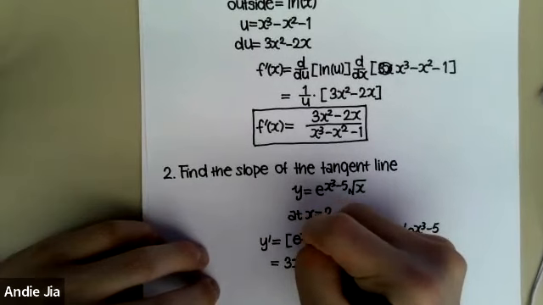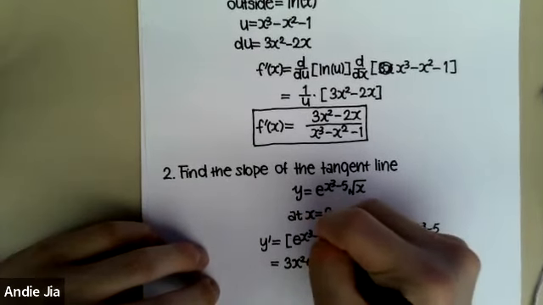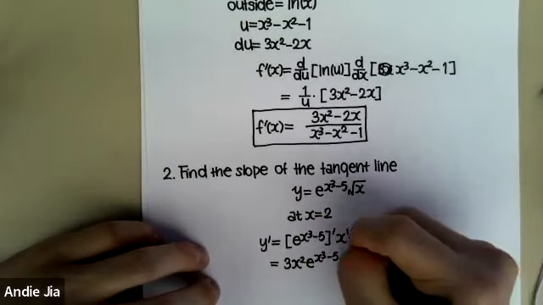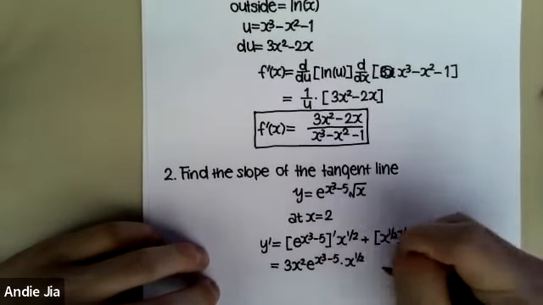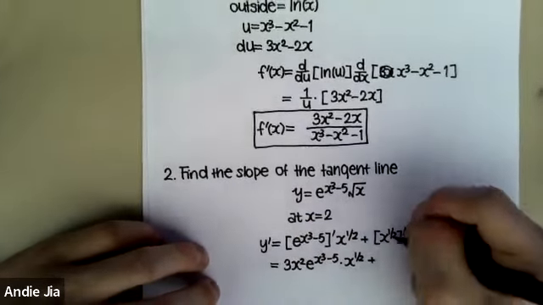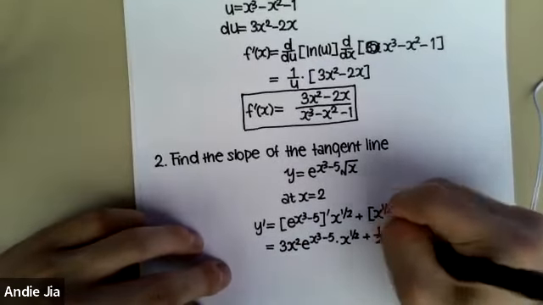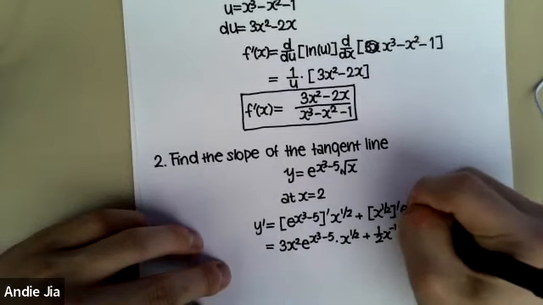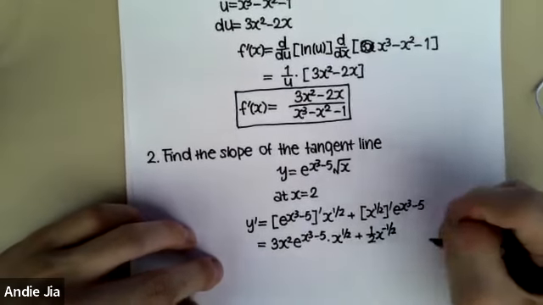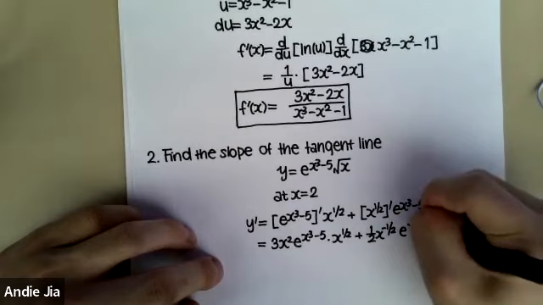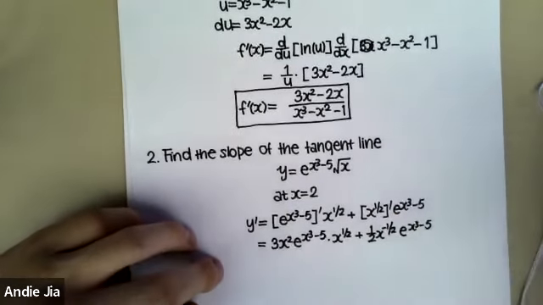It's going to be 3x squared times e to the x cubed minus 5 times x to the 1/2. And for this part, we use the power rule, which gives 1/2 x to the negative 1/2, still times e to the x cubed minus 5.